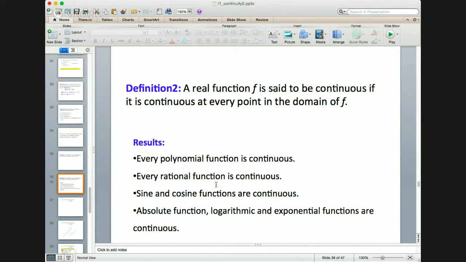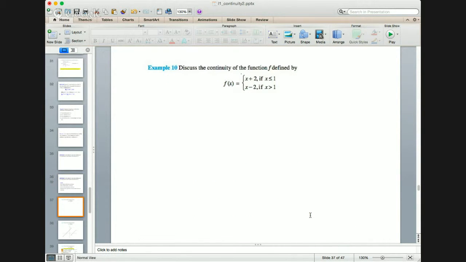It's not in the domain. X equal to 1 is not in the domain of that function. So even if the graph breaks at x equal to 1, well, that's perfectly fine. In the remaining part where the function is defined, the function would be continuous. So we'll be referring to this result as well in some places as we start using the concept of continuity.